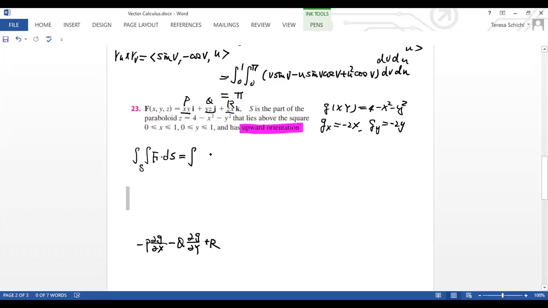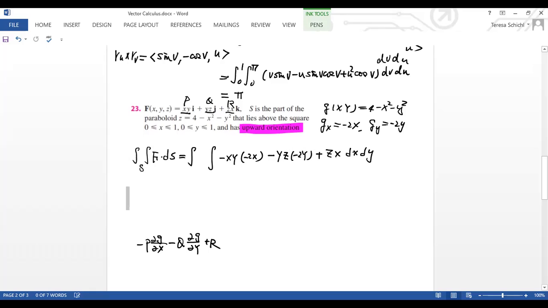Now let's see here. You change everything to x, y. Let's take a look at negative P. It's negative xy times g_x, so times negative 2x. Minus Q: it's minus yz times ∂g/∂y, so times negative 2y. And then plus the z-component, R. And now you want to do dx dy or dy dx, it doesn't matter.